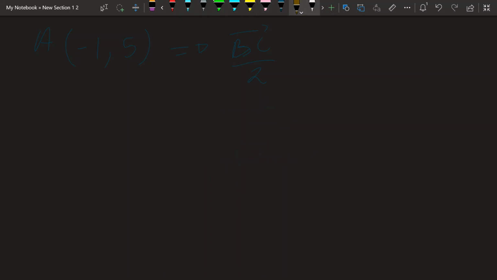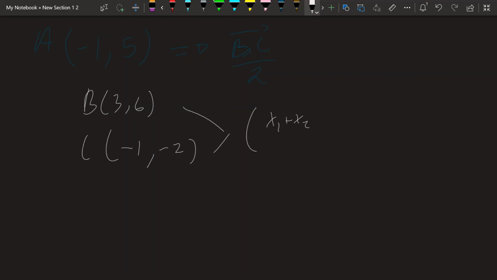So let me draw. You have B of coordinates 3 and 6. You have C of coordinates minus 1 and minus 2, right? How do you find their midpoint? Well, you say x1 plus x2 over 2. This is going to be the coordinate of their midpoint.